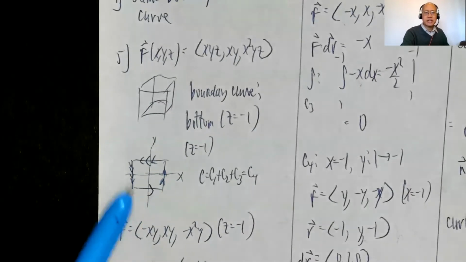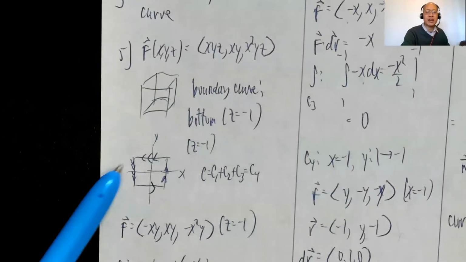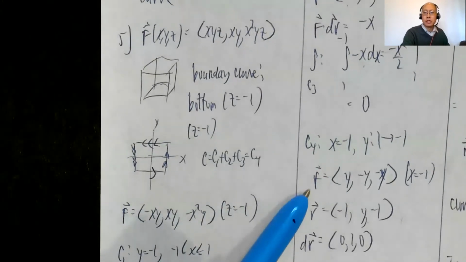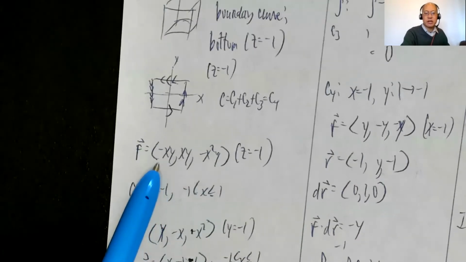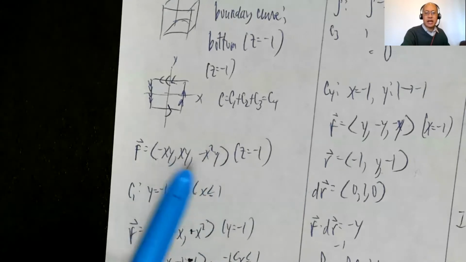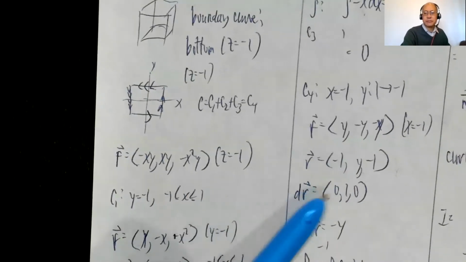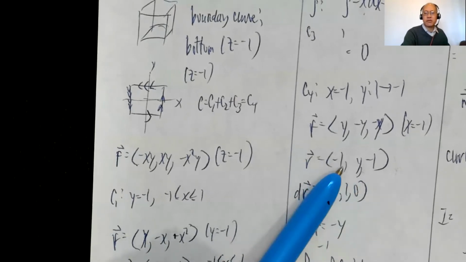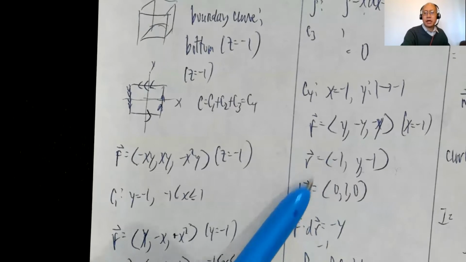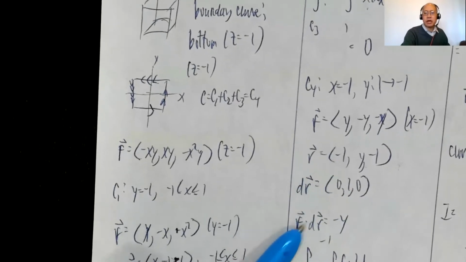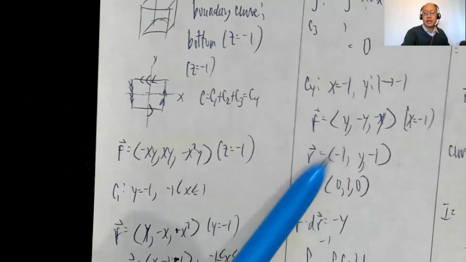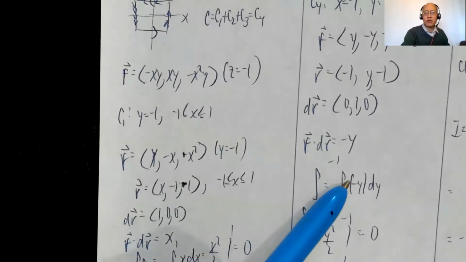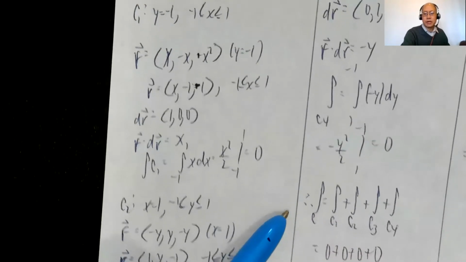And finally, C4, x is -1, y goes from 1 to -1. Again, has to be 1 to -1 because we're going in this direction. So I plug in x is -1, that gives me y, -y, and -y. r is, x is -1, z is -1, y is y. So dr is 0, 1, 0. So f dot dr is 1 times -y, -y. Integral from 1 to -1 of -y is again 0.